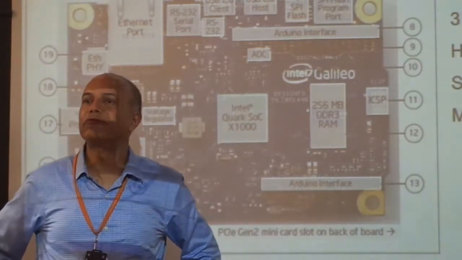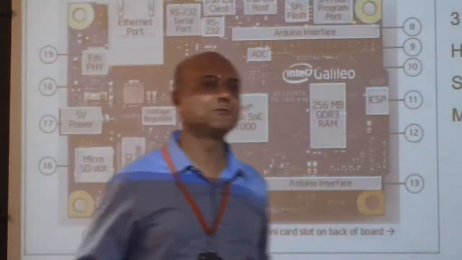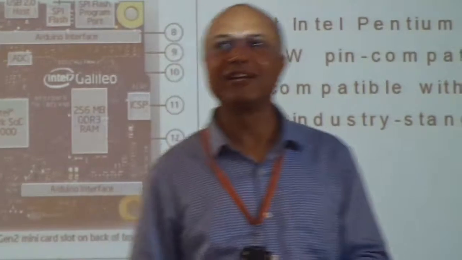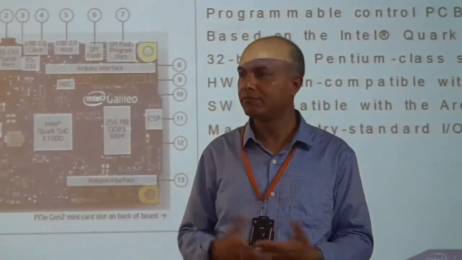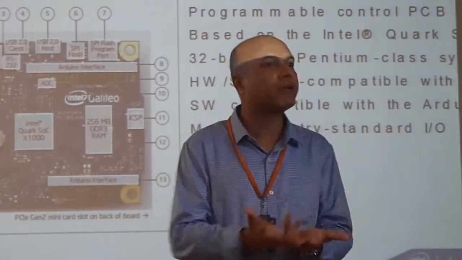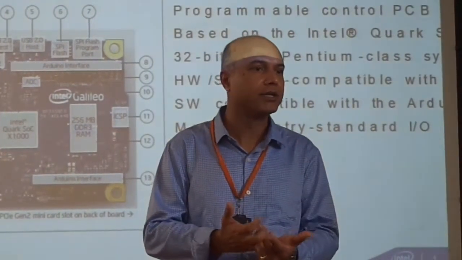So the question here is, what happens if this is 256 MB DRAM? What happens if you put 500? What happens? Let me ask you. Okay, I mean, you just increase the capacity. What happens when you increase the capacity? You can put bigger programs. You can load faster programs.